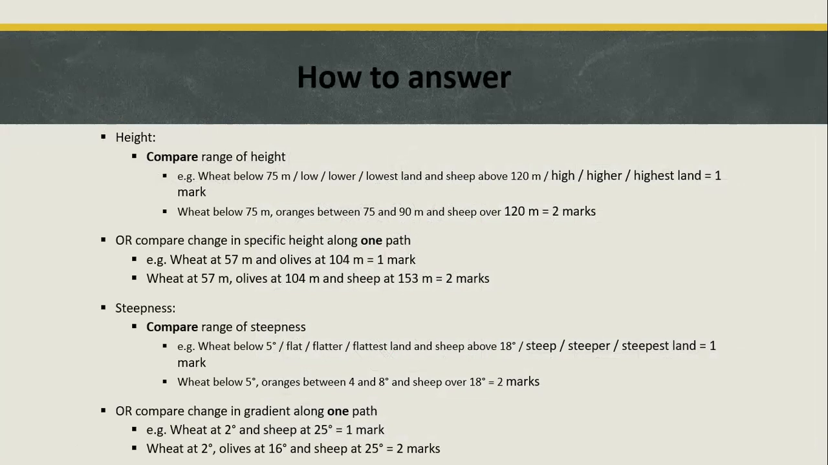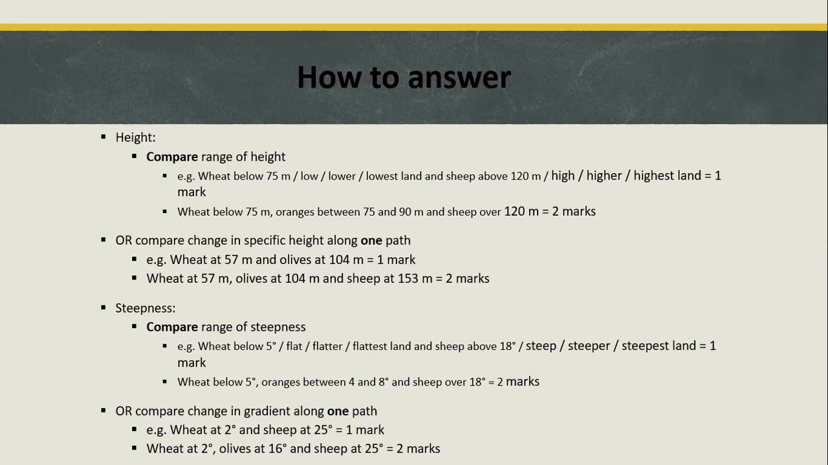When you write, such as speed below 75 meters, or ranges between 75 and 90 meters, and sheep over 120 meters, you will get 2 marks. Or you compare the change in specific height along one path. Example, wheat at 57 meters and olives at 104 meters, you'll get 1 mark. Or when you write wheat at 57 meters, olives at 104 meters, and sheep at 153 meters, you will get 2 marks. Next, about the steepness.